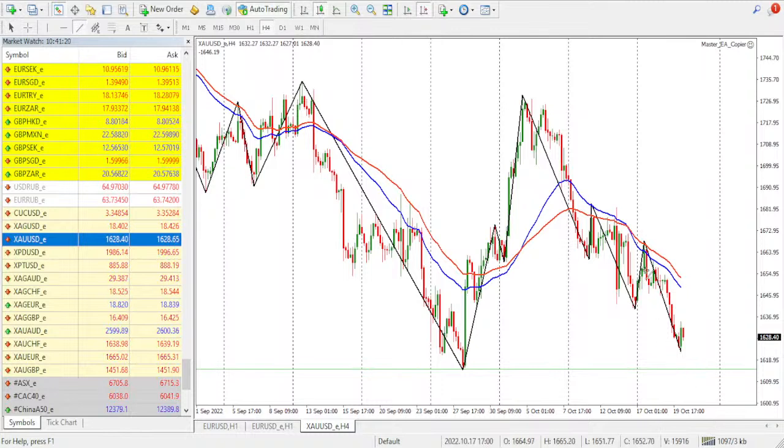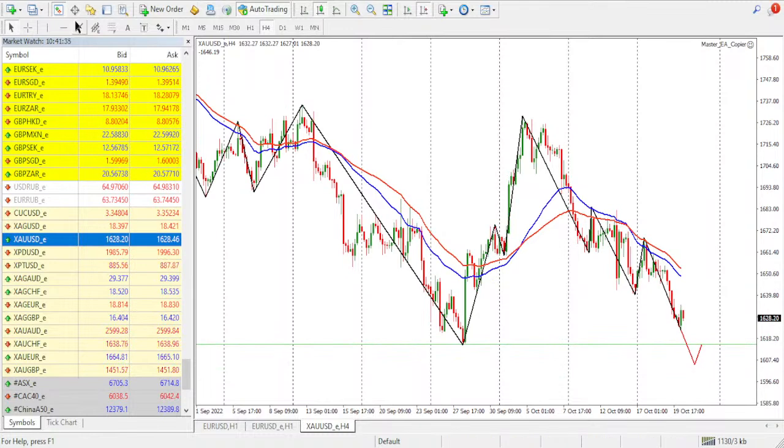So expect that the price may likely descend and close below this point, below this level here. When that happens, we want to see a pullback back to the same point before we can continue looking for sell positions. So this will be an ideal place to look for a sell from.